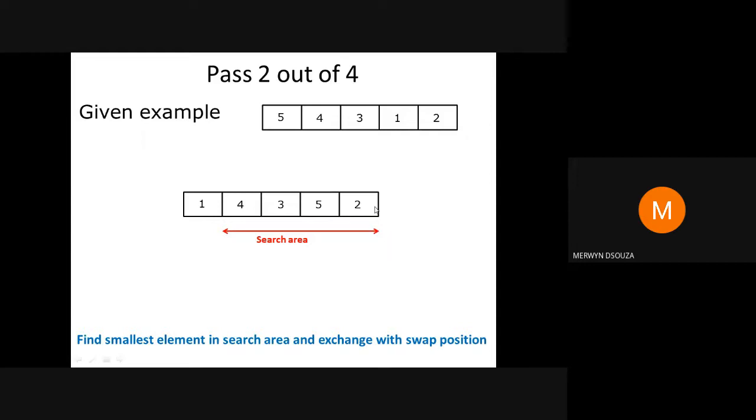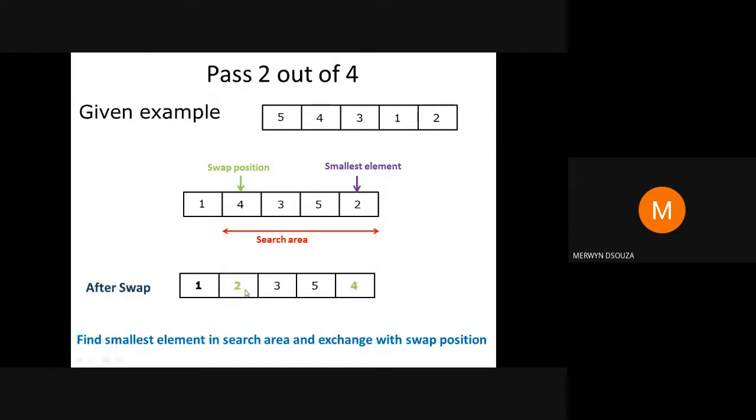Within this search area, you find the smallest element. The smallest element is 2, and the first value of the search area is your swap position. Always the first value of the search area will be the swap position. Mark both of them: the first value in the search area is the swap position, and mark the smallest value in the search area. Then swap them. You swap 2 with 4, and it will look something like this.